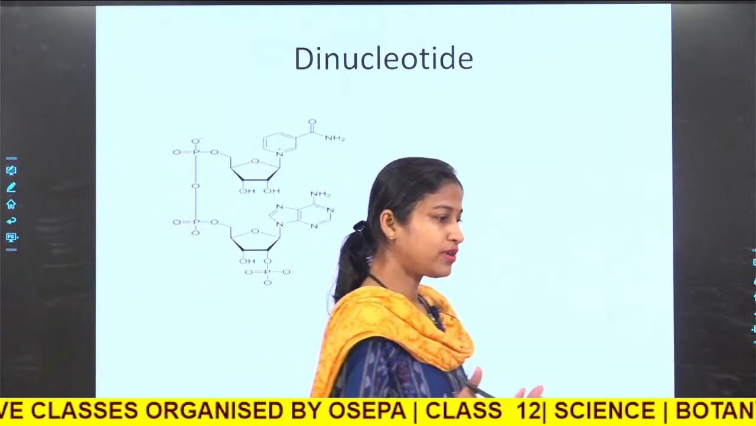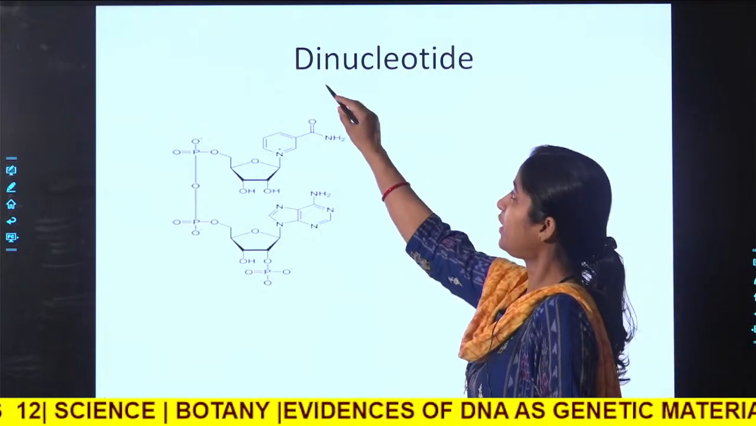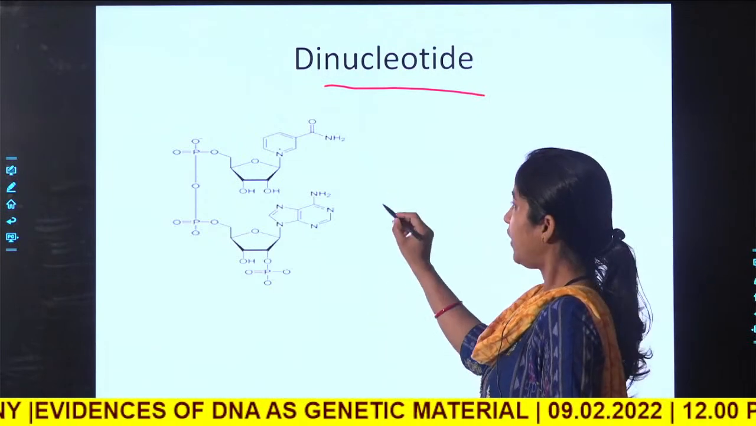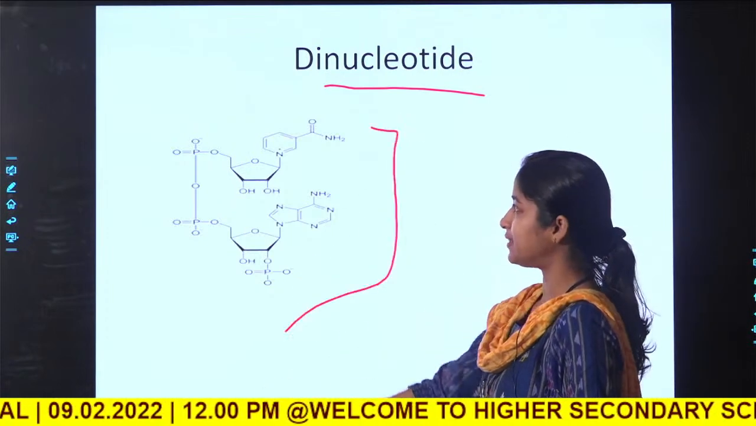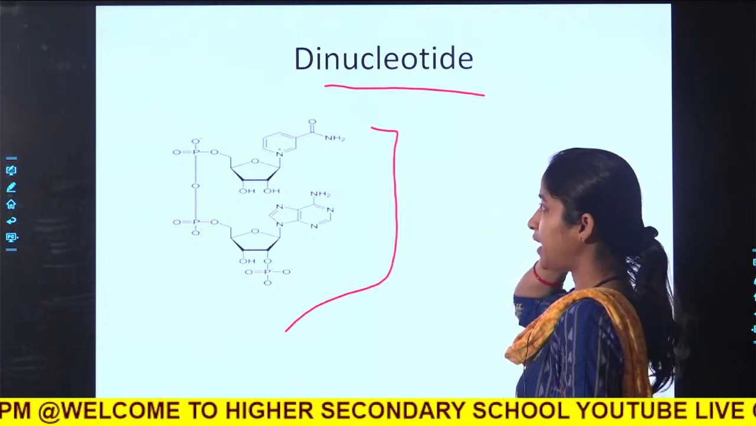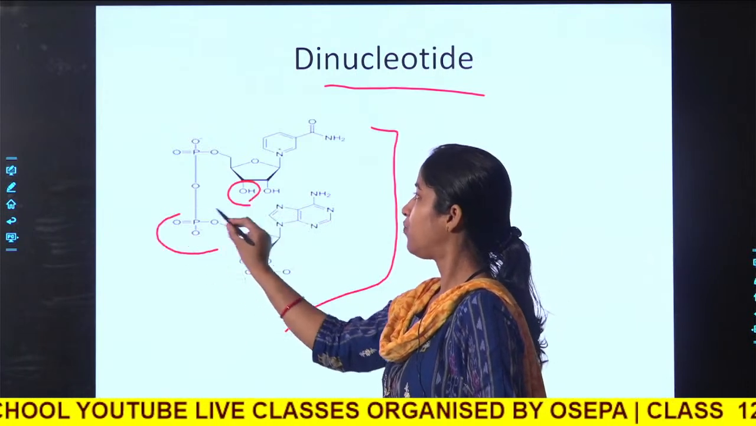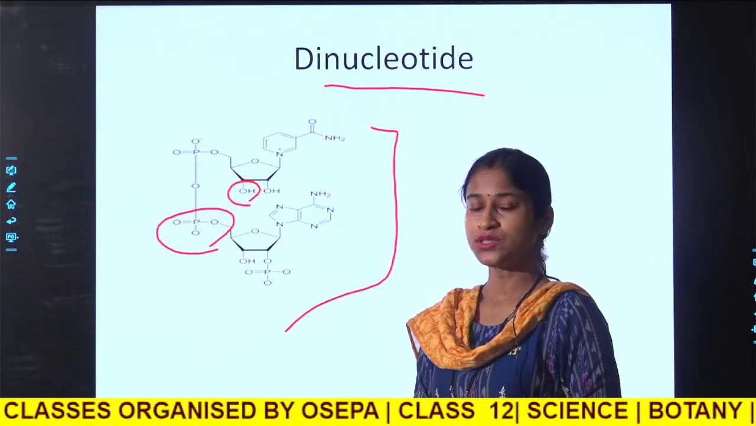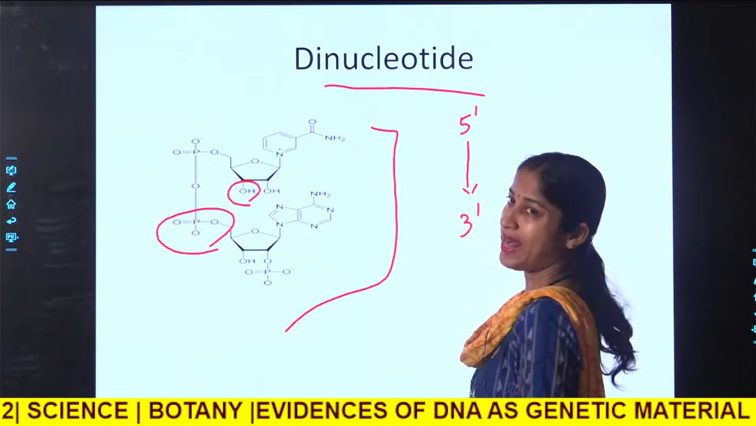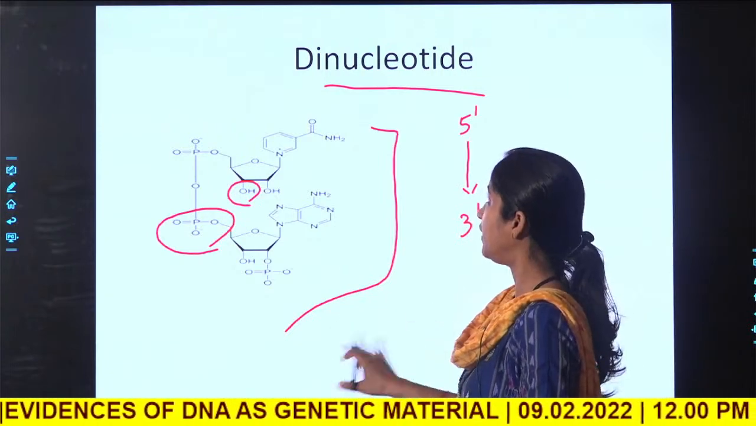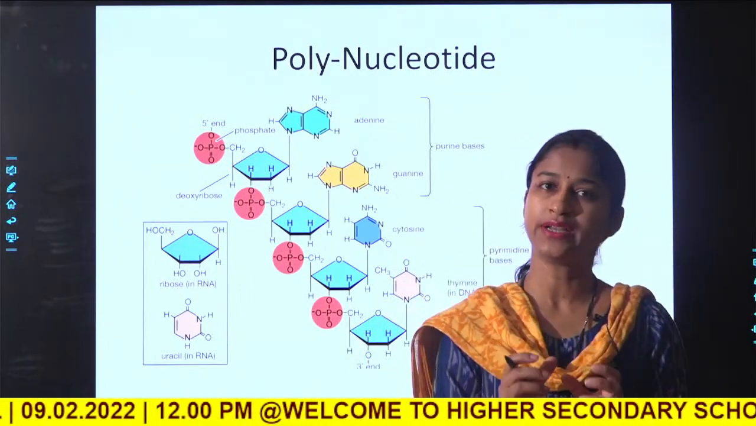Now, we have come up to a nucleotide group. From a nucleotide, how will a dinucleotide be formed? A nucleotide combines with another nucleotide, and it forms a dinucleotide like this. How does it form? A dinucleotide is formed between the hydroxylic group and the phosphoric acid. In this way a dinucleotide is formed, and here it always maintains the polarity from the 5 prime end to the 3 prime end. When two nucleotides join together, it forms a dinucleotide.